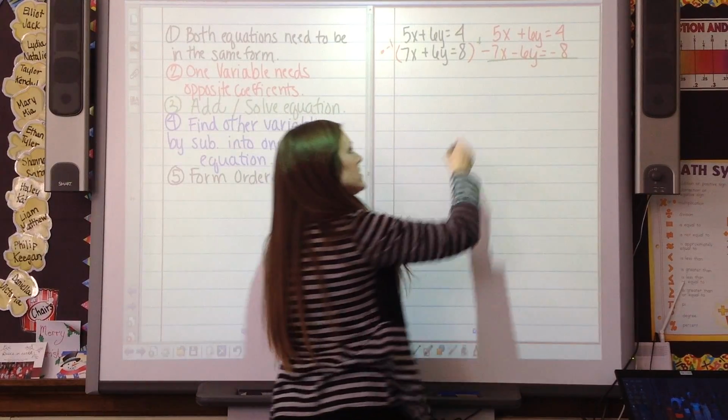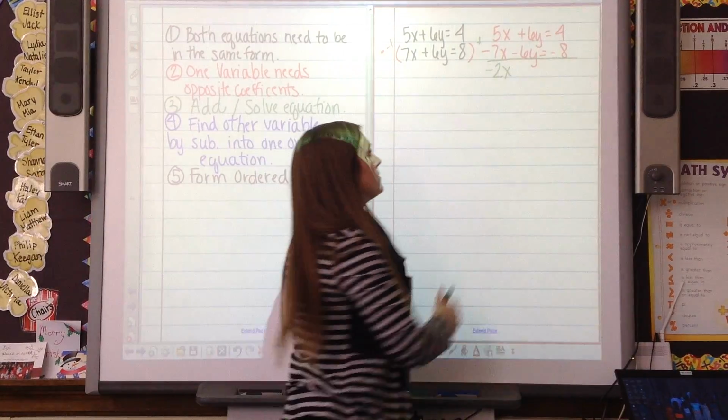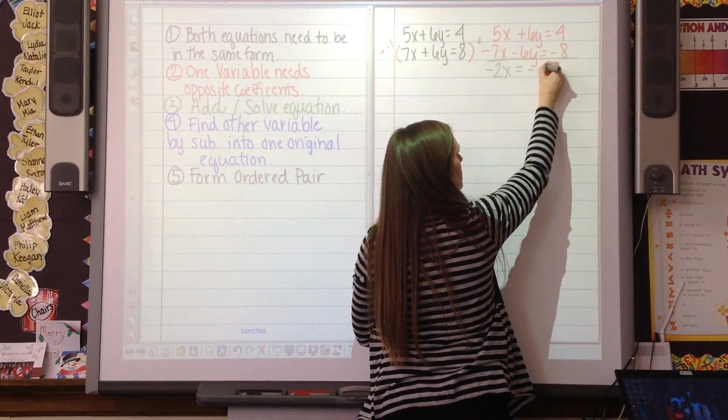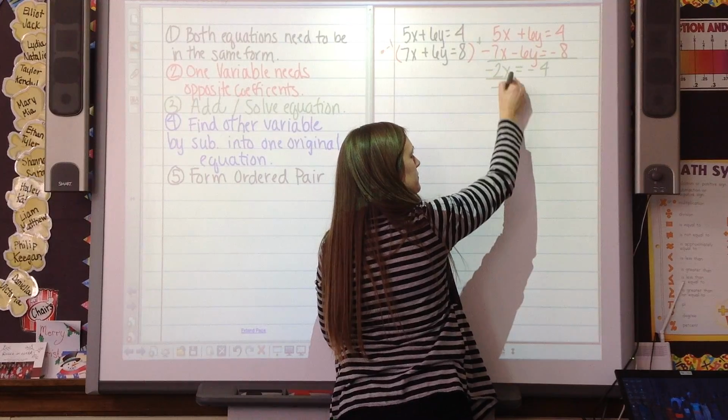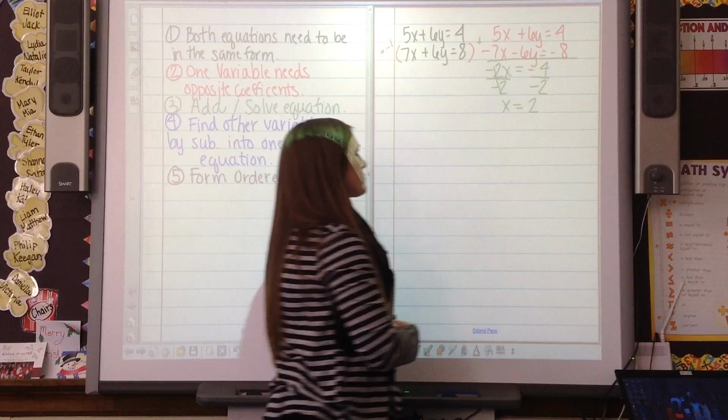5x plus a negative 7x is a negative 2x. These are opposites, so they cancel out. And then I have a negative 4. So I get x equals 2.